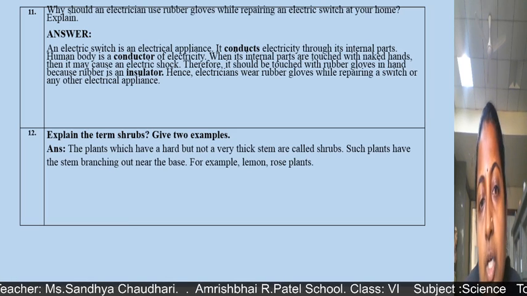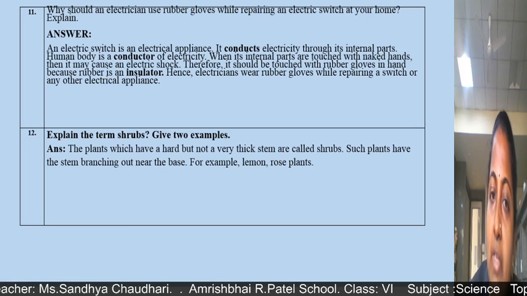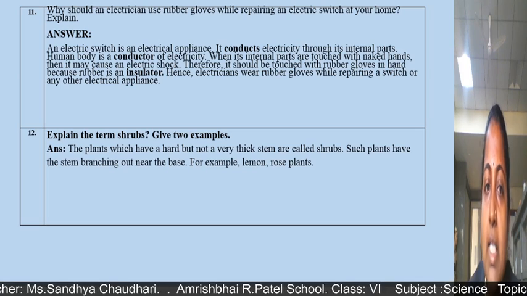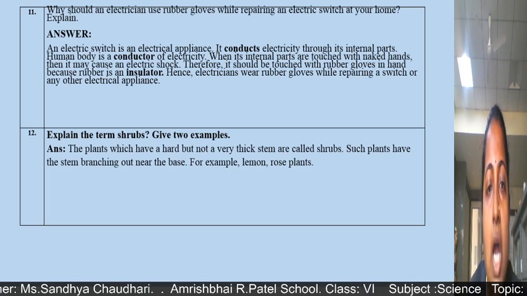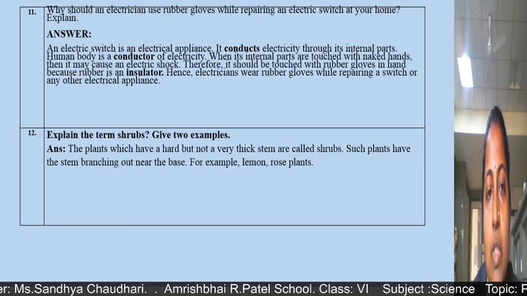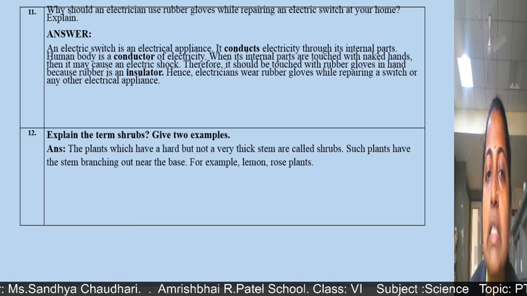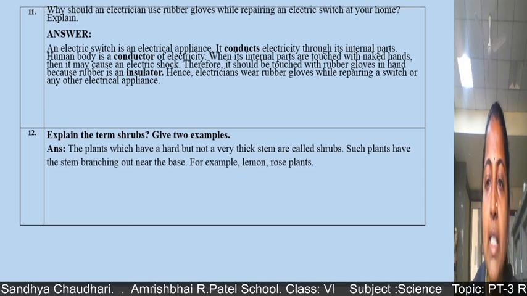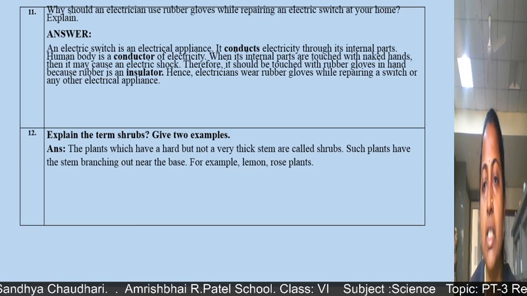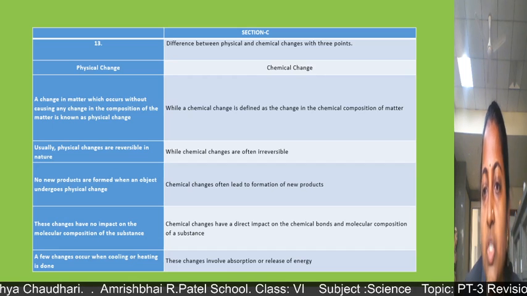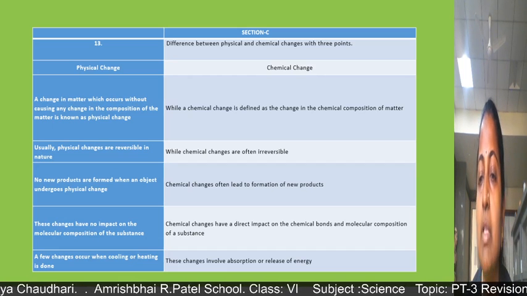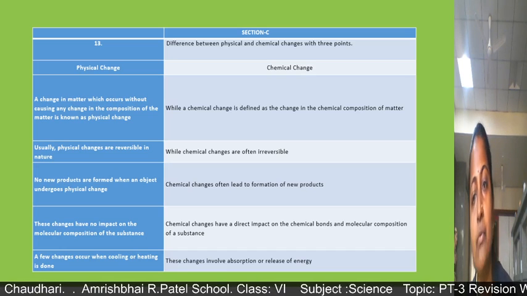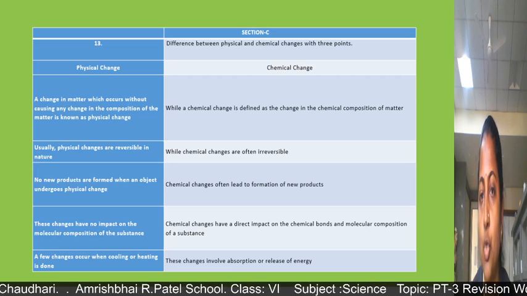Then explain the term shrubs, give 2 examples. The plants which have a hard but not very thick stem are called shrubs. Such plants have the stem branching out near the base, for example lemon and rose plant. So whatever expected keywords are there, you have to write that. Out of question number 10, 11 and 12, you will get 1 internal choice. Now question number 13 and 14, that will be for 3 marks each. In either question 13 or question 14, you will get 1 internal choice.